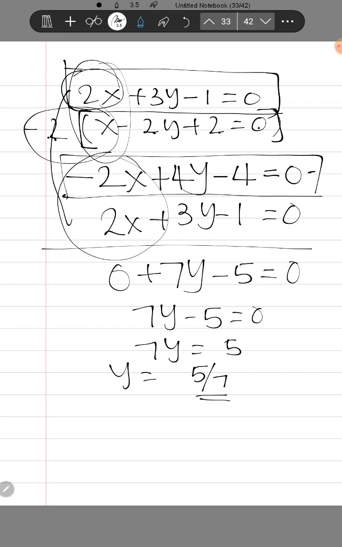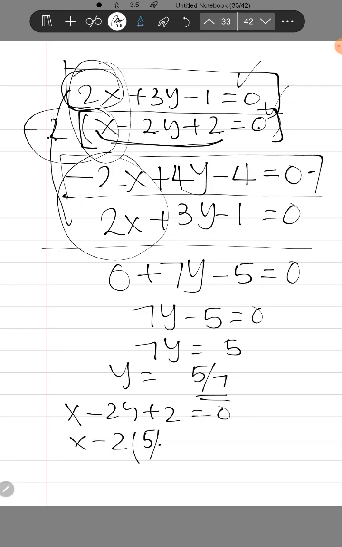Now I have the y value. I can put this y value in one of the above two original equations to find out the corresponding x value. I like to take the second one. It looks a bit simpler. x minus 2y plus 2 is equal to 0. x minus 2, y is 5 over 7, plus 2 is equal to 0. x minus 2 times 5 is 10 over 7, plus 2 is equal to 0.